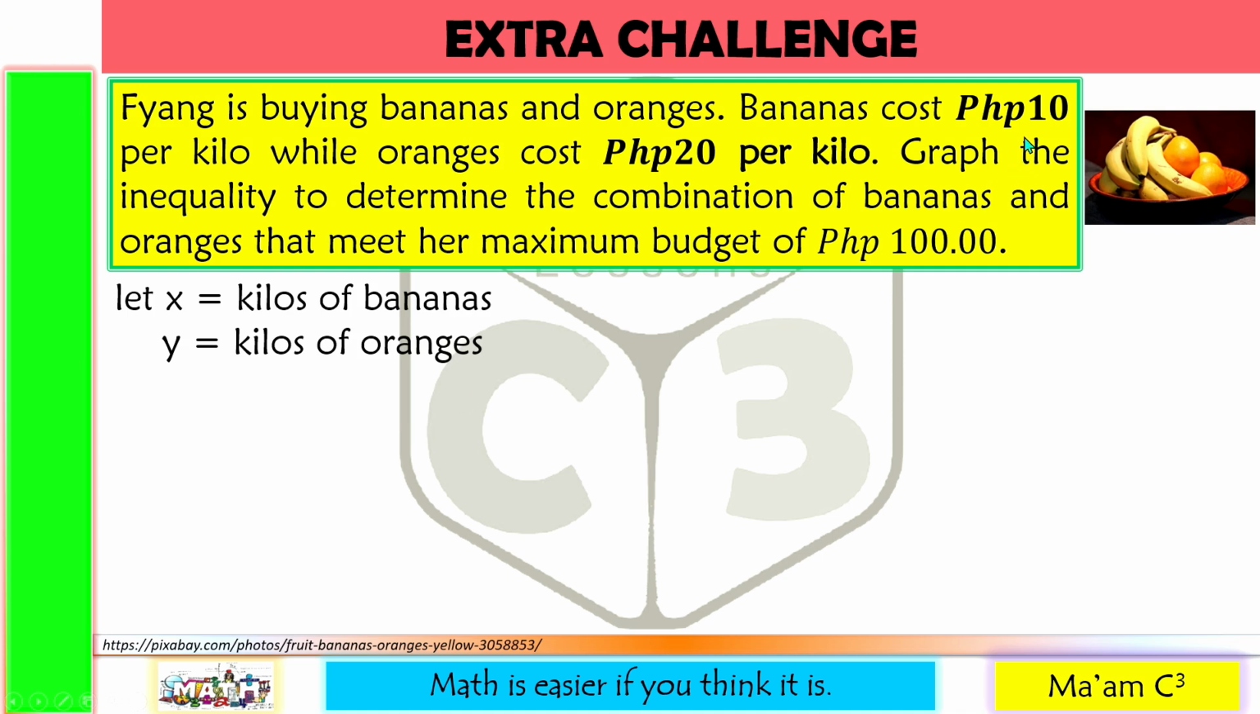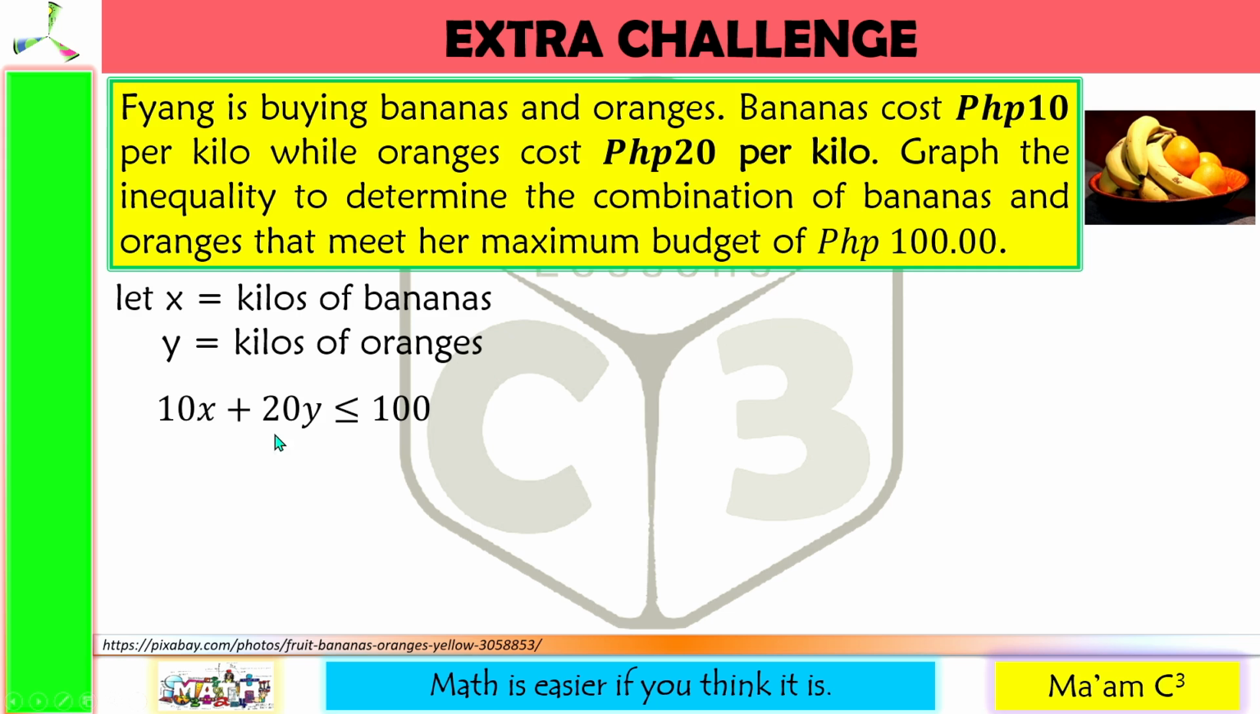Since each kilo of banana is 10 pesos, that would be 10x. And since each kilo of oranges is 20 pesos, that would be 20y. And her budget is 100 pesos, maximum budget, meaning it cannot go beyond 100 pesos. So 10x plus 20y is less than or equal to 100. It cannot go beyond 100. We cannot use greater than. But it could be equal to 100 because that is her maximum budget. We have 10x plus 20y is less than or equal to 100.